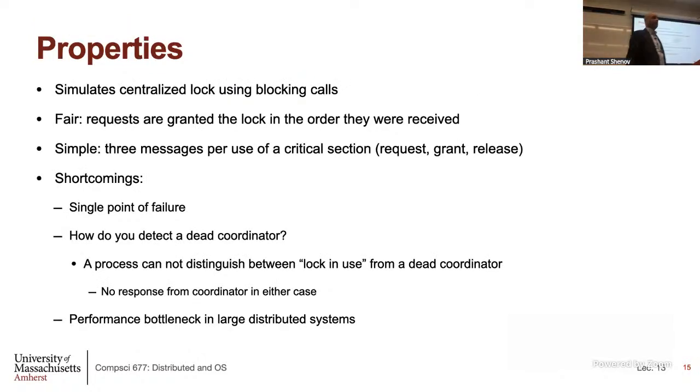So essentially, the properties of this algorithm: it uses a centralized lock to implement blocking calls. It's very simple. It's granting locks in the order in which they're received, so it's fair. It uses 3 messages, to request, grant, and release. So it's fairly straightforward in its message overhead. Shortcomings are it's a single point of failure, which means if the coordinator crashes, there's a problem. If any process crashes, you get a deadlock. So these are all things that you will need to deal with when you actually make a proper implementation.